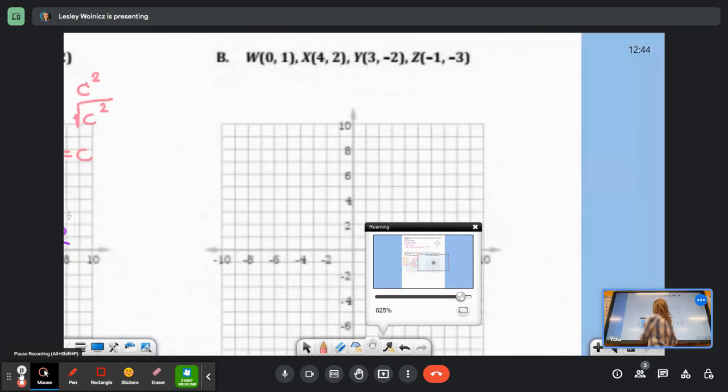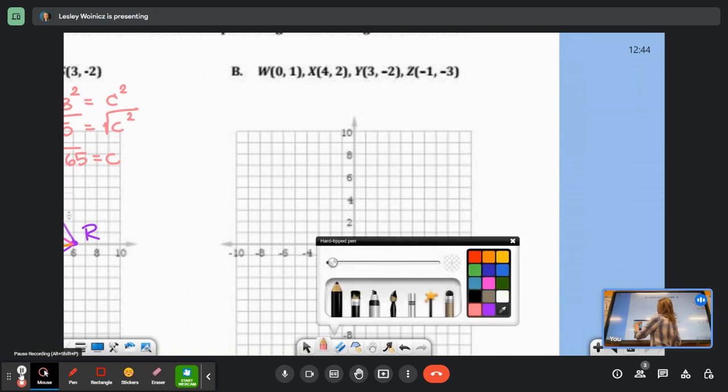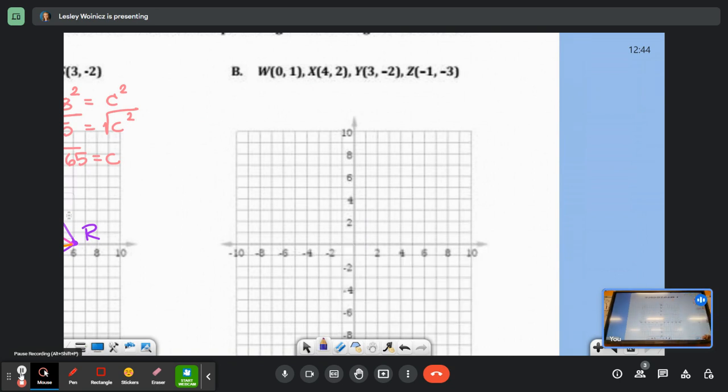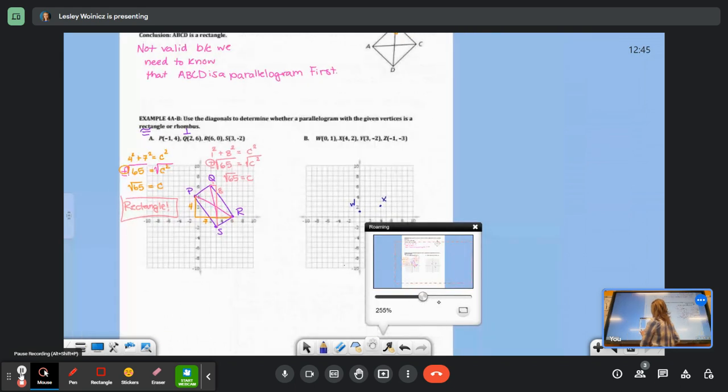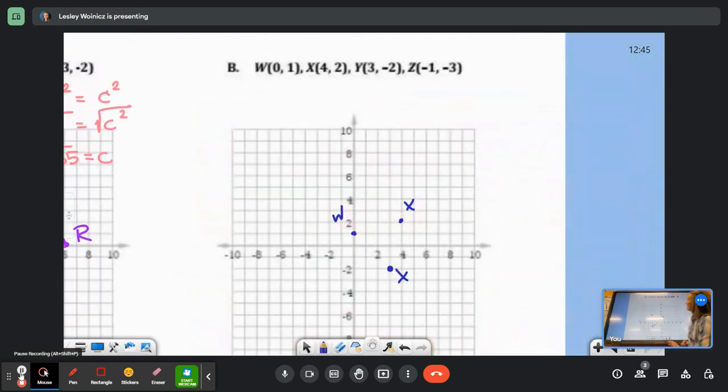All right, last one. We made it all this way. Okay, W is at 0, 1. X is at 4, 2. Y is at 3, negative 2. Hold on. And Z is at negative 1, negative 3.